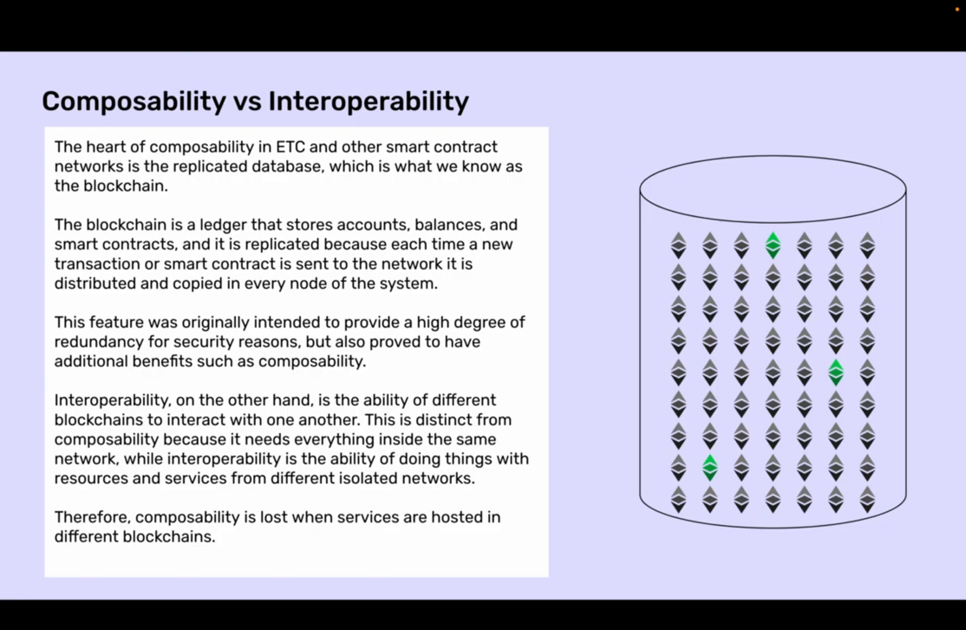Interoperability, on the other hand, is the ability of different blockchains to interact with one another. This is distinct from composability because composability needs everything inside the same network, while interoperability is the ability of doing things with resources and services from different isolated networks. Therefore, composability is lost when services are hosted in different blockchains.